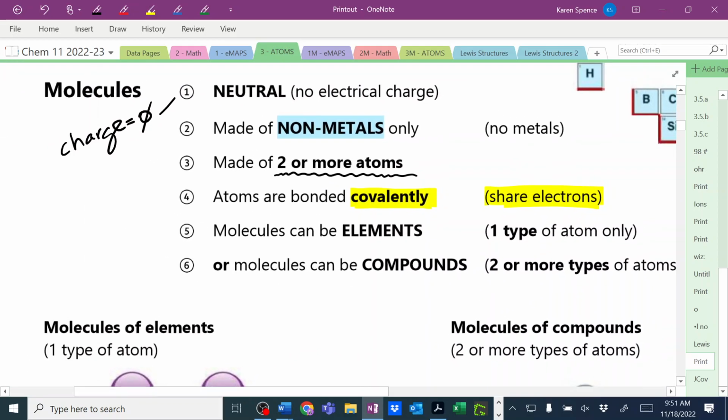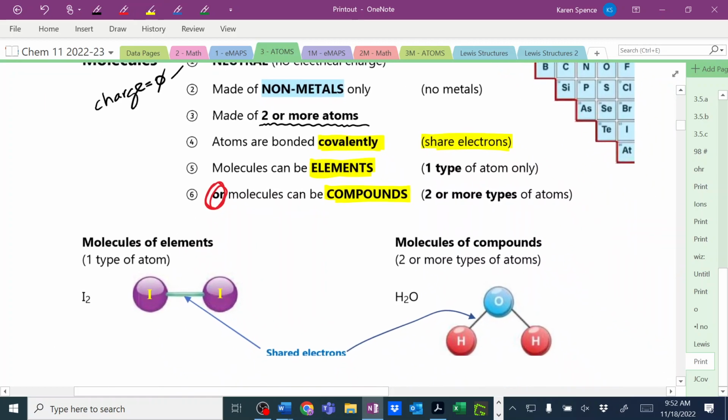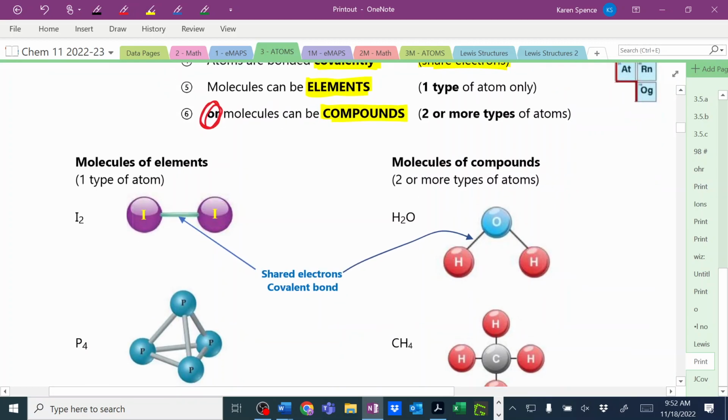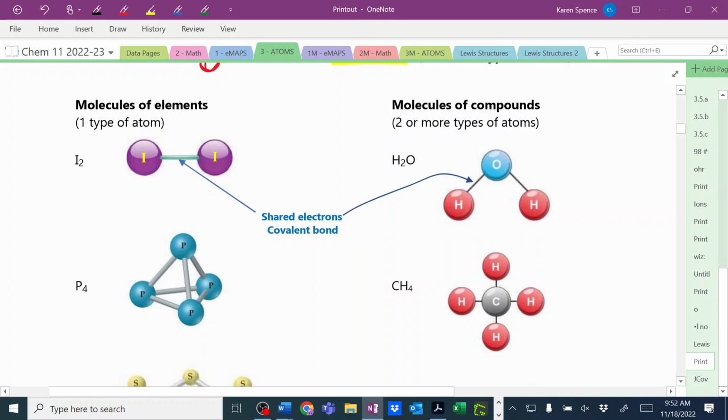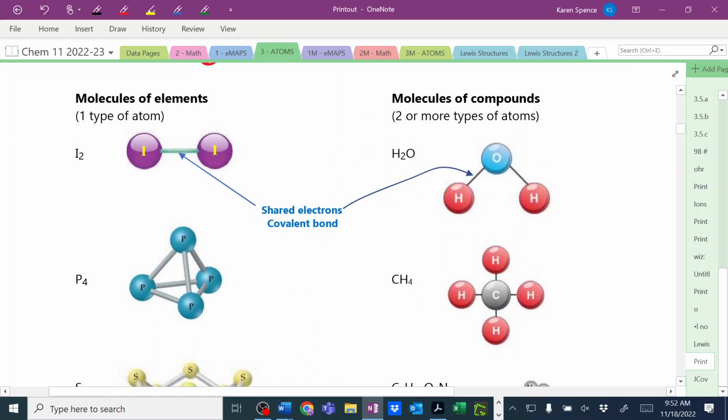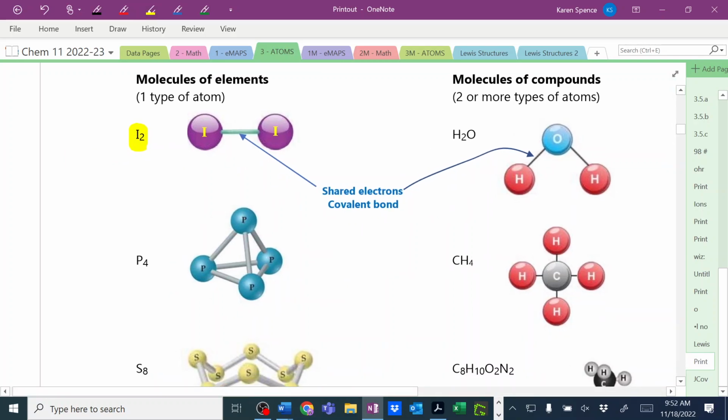But a lot of people think that all molecules have to be compounds. That's not true. Some molecules can be elements, or we could have some molecules that are compounds. So there's a bunch of examples down here so you can see both types. All of the ones on the left are molecules of elements. We have I2, that's one of your diatomic elements.